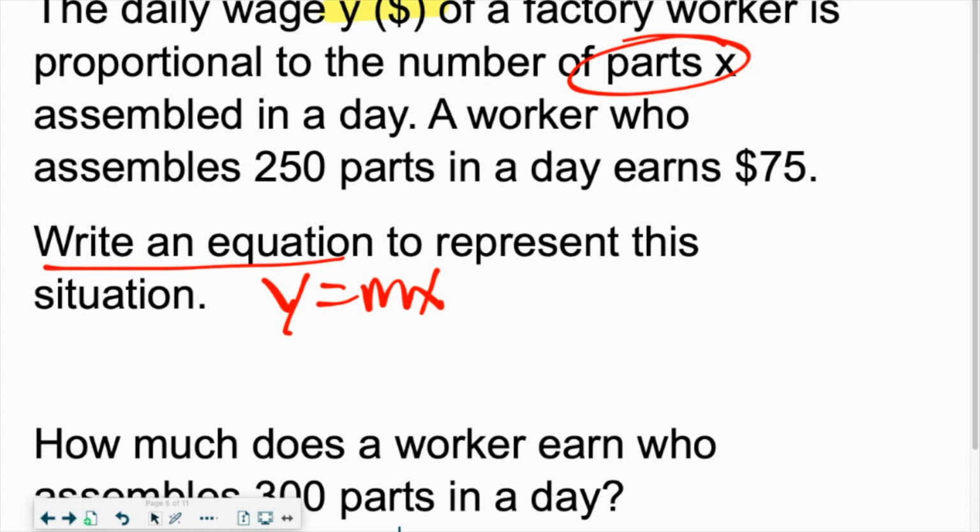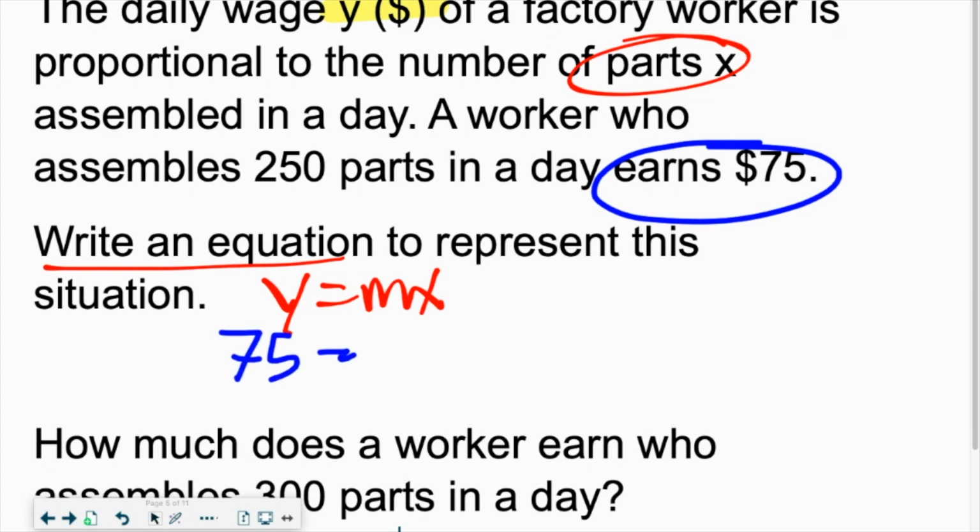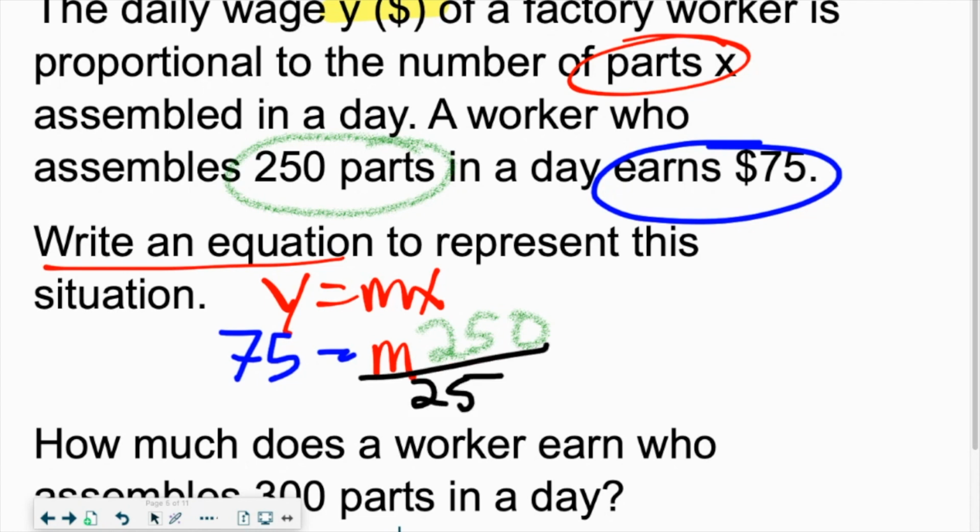So writing the equation, what we're looking at here is y stood for dollars. So I see a 75 for the dollars equals, I don't know what his daily wage is, what that constant of proportionality is, but I do know the x was 250 parts. So go ahead and grab a calculator, solve for m by dividing both sides by 250.